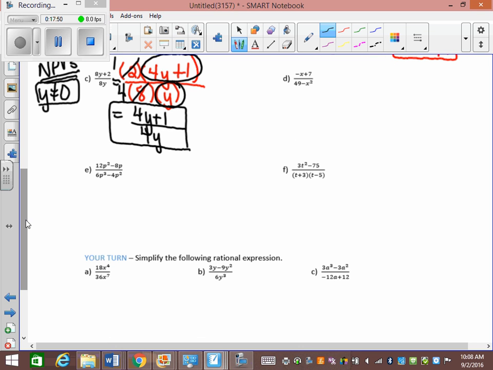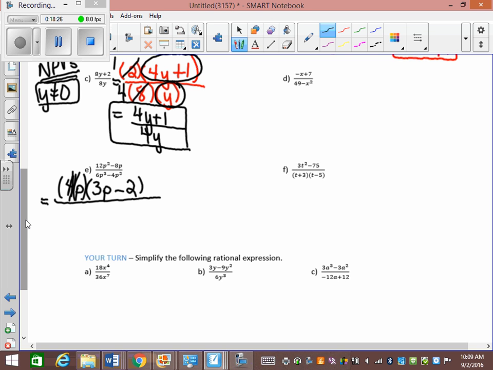E. We have 12p squared minus 8p. What can I take out of both of those two terms? 4p. And we got a 4p. 12p squared divided by 4p is 3p. Minus 8p divided by 4p is 2. Then this 4p can go in its own brackets, right? Go in their own brackets to attack the multiplication. So an equal sign to this equals that.